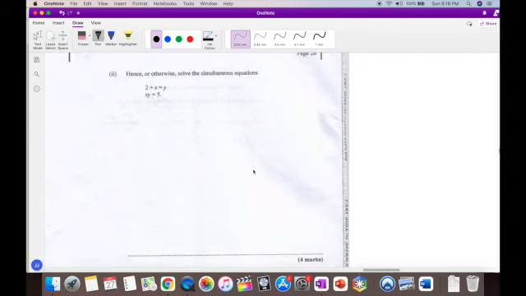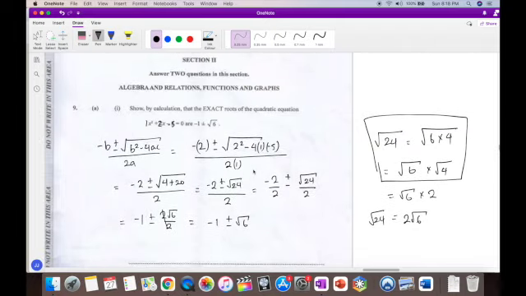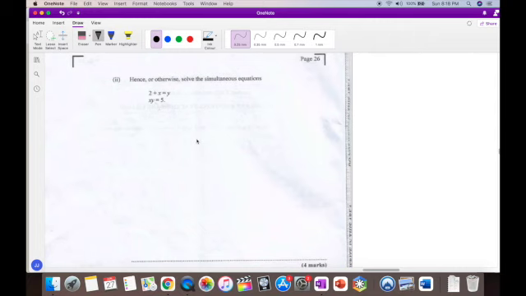Hence or otherwise solve the simultaneous equations. Well, they say hence x squared plus 2x minus 5, and well, this is the root of this equation, so I don't know how that is going to help me, but let's see, right? So hence or otherwise solve the simultaneous equations. Well, let's try.